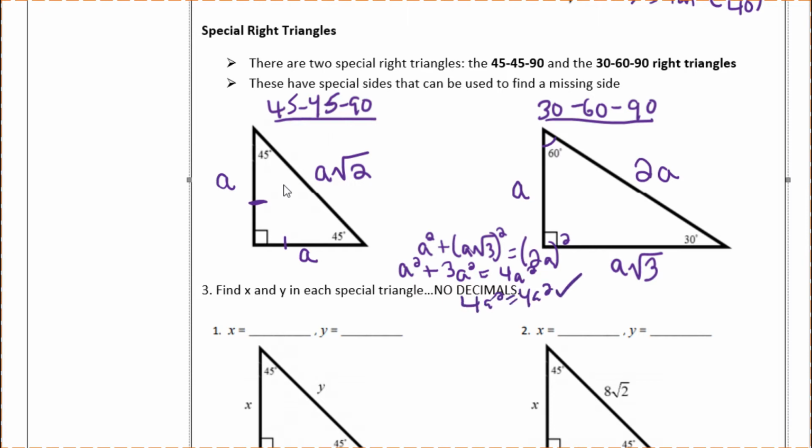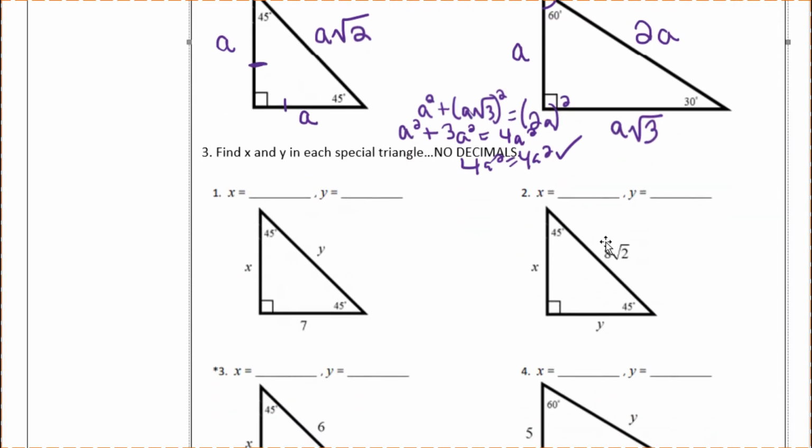So this checks out by the Pythagorean theorem for right triangles. Therefore, you can use these sides to your advantage. So let's show you how to use that.